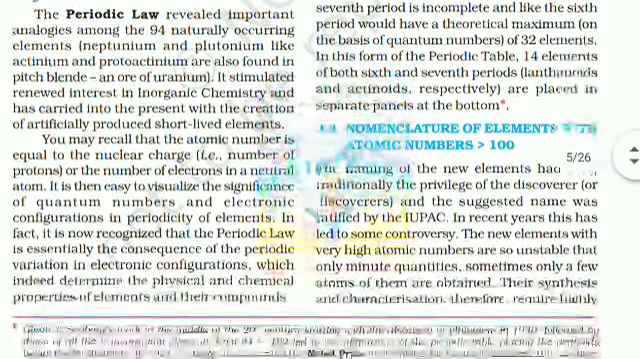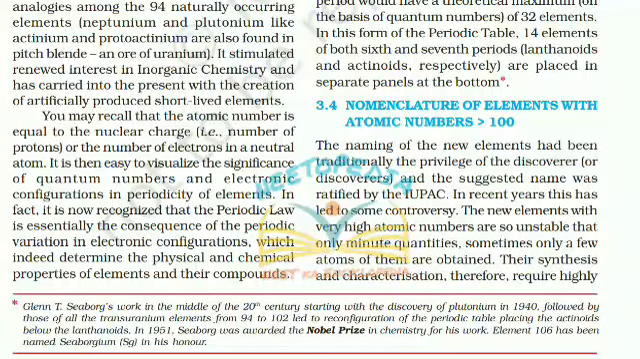You may recall that atomic number is equal to nuclear charge, that is, the number of protons, or the number of electrons in a neutral atom. It is then easy to visualize the significance of quantum numbers and electronic configurations in the periodicity of elements. In fact, it is now recognized that the periodic law is essentially the consequence of periodic variations in electronic configurations, which indeed determine the physical and chemical properties of elements and their compounds.